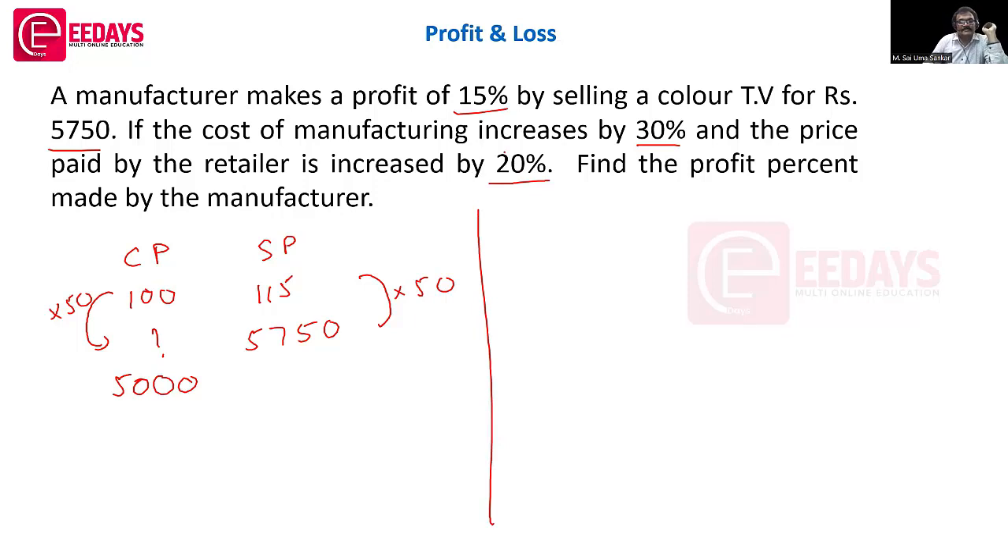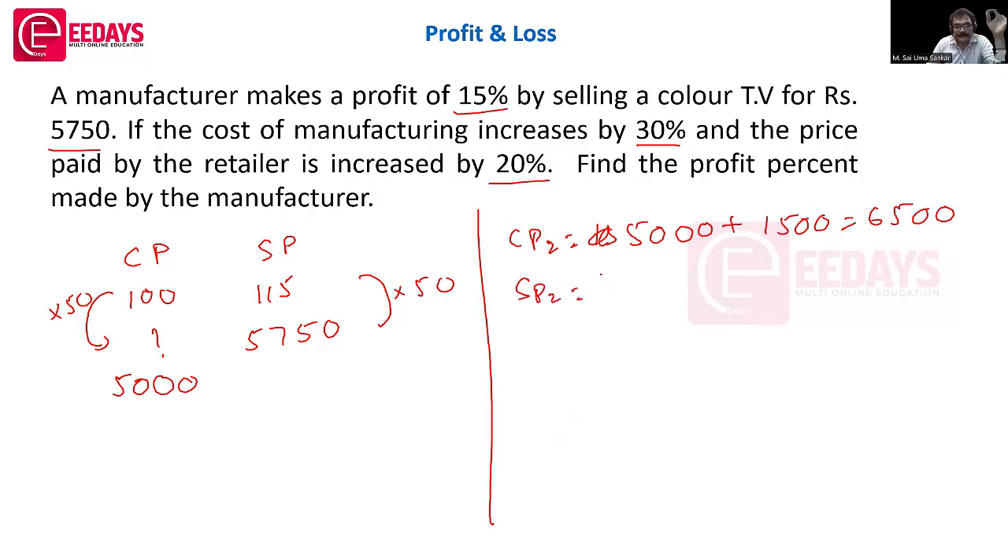Now, what is the next one? If the cost of manufacturing increases by 30%, what is CP2? That is 5,000 plus 30%, that is 1,500, so this is 6,500. And the retailer price, selling price 2, increases by 20%. 5,750 plus 10% is 575, so 20% is equal to 1,150. So what is the answer? This is equal to 6,900.